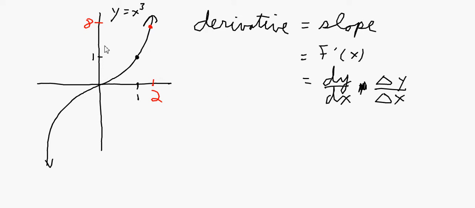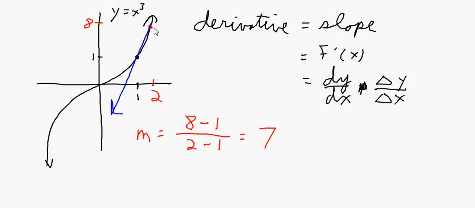Now we can find the slope between these 2 points, and that would be y2 minus y1, which is 8 minus 1, over x2 minus x1, and we get 7. So that's the slope of the line connecting these 2 points, which would look something like this. Let's try our best here. There we go. Beautiful. Now that is called a secant line.